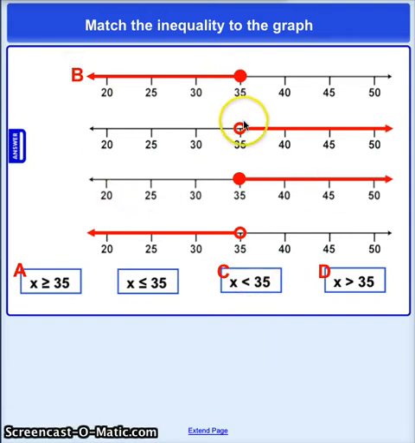Number 2, you have an open circle on 35, which means it's not also equal to 35, and numbers to the right that are more than 35, so you're looking at D. Number 3, 35 is filled in, which means that it's also equal to, and numbers greater than. So we would say A. And finally, leaving us with C, numbers that are less than 35, not including 35.